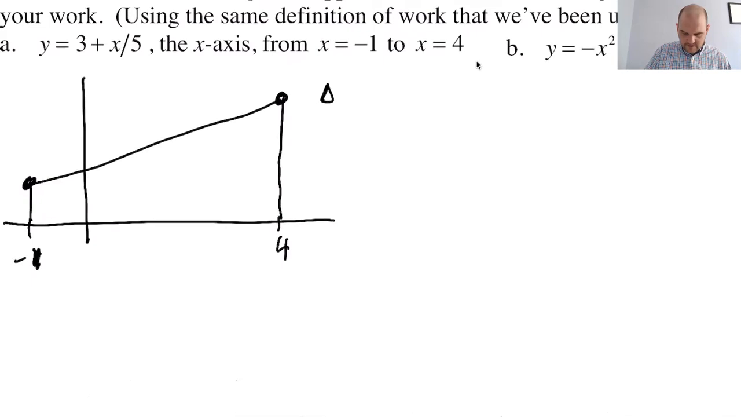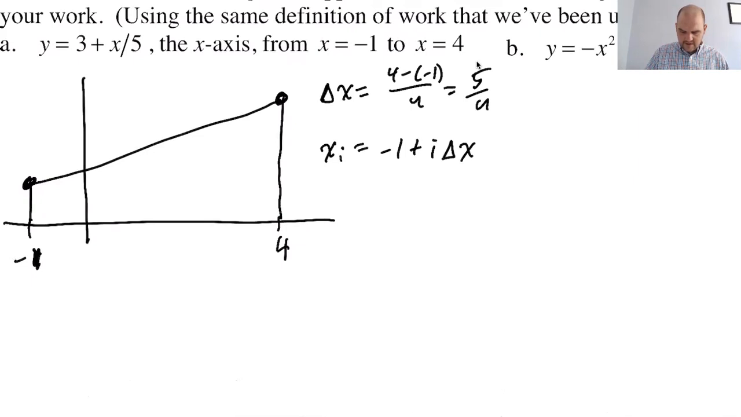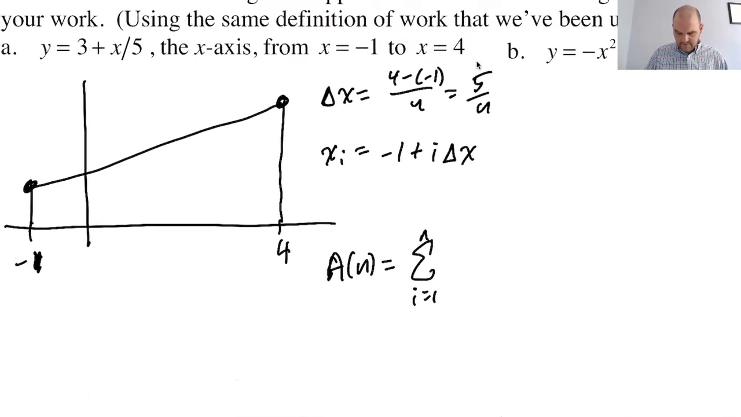All right, so delta x is going to be (4 minus -1) over n, 5 over n. x sub i is going to be -1 plus i delta x. And then our summation, so A as a function of n, I almost put a v there. The sum from i equals 1 to n of f of x. You shouldn't use f of x unless it's named that, and the function was initially called y, so I've renamed it f of x so that I can write f of x sub i. That's the height times the base.